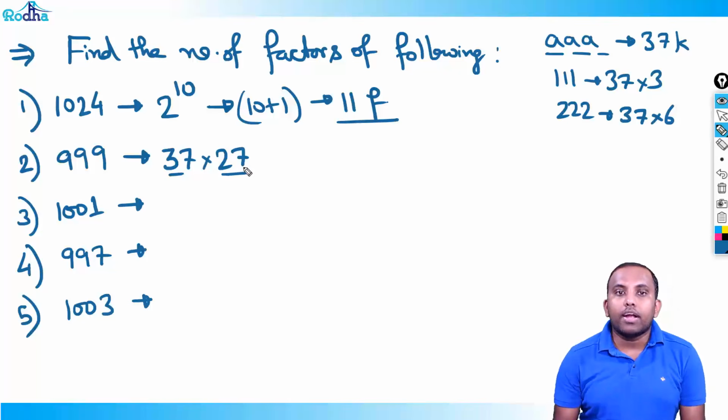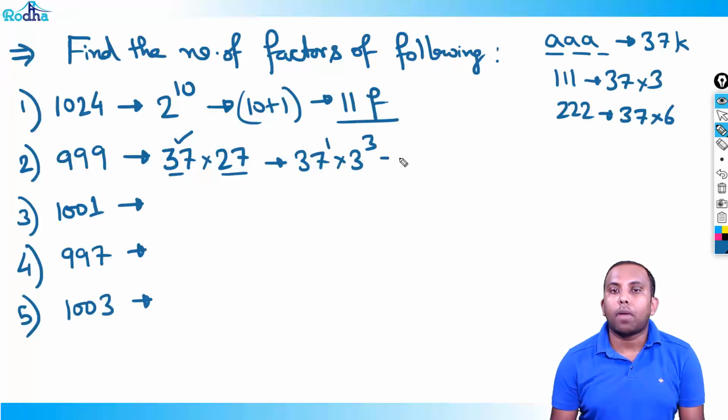But right now we can't write the factors because these are not in terms of prime basis. 37 is a prime number, but 27 is not a prime number, right? So first we should write in terms of prime basis before finding the number of factors. So 37 into 3 cube, since 27 is 3 cube. Now how many factors? It's power plus 1, right?